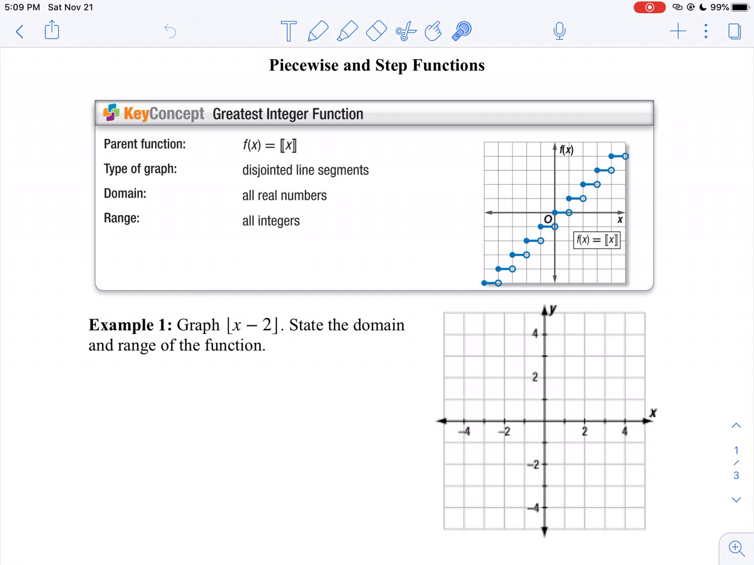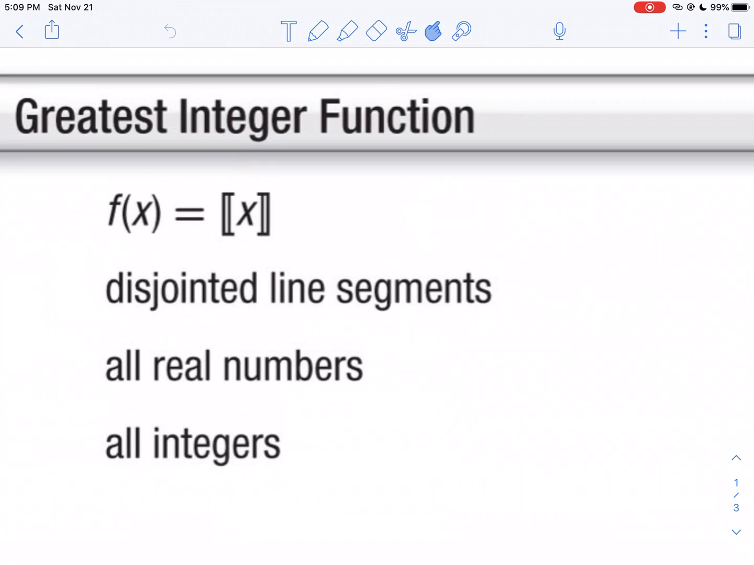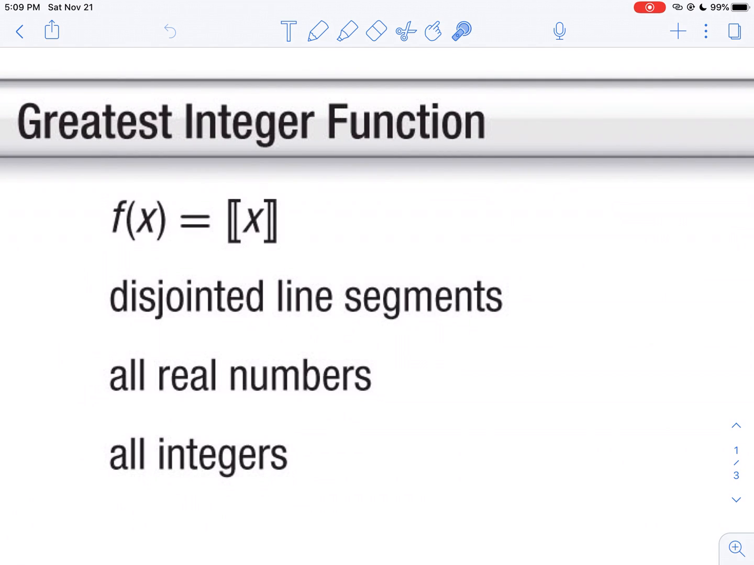This is one of the most famous step functions. It's called the least integer function. Notice it's got the double brackets around it. I'm going to blow this up so we can see it a little bit nicer. So we've got these double brackets around it. That's not absolute value. That is what we call the greatest integer function.